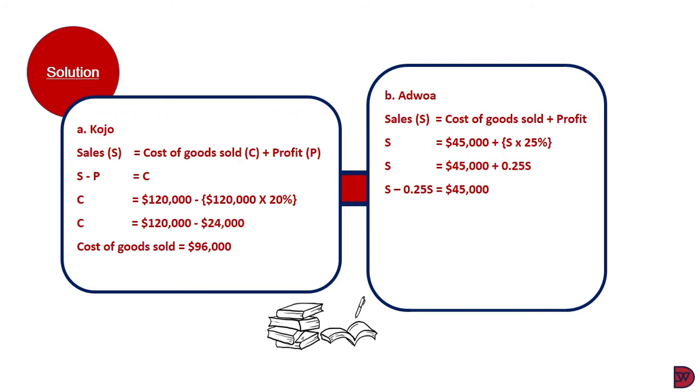We will let the S stand on one side. So we have to move the 0.25 S to join the S on the left side. Because it was adding on the right side, when it moves to the left side, it is going to subtract. So it will give 0.75 S, equaling the $45,000. To find S, we have to divide both sides by the 0.75, which will give sales of $60,000.